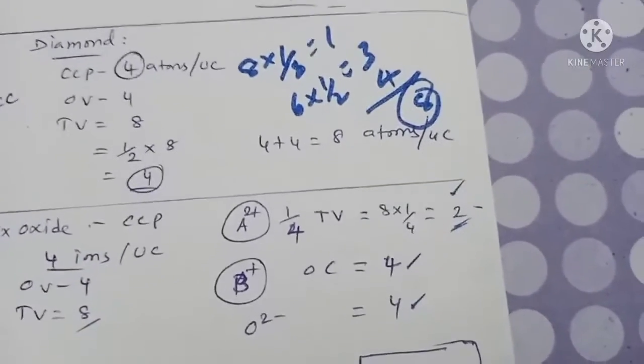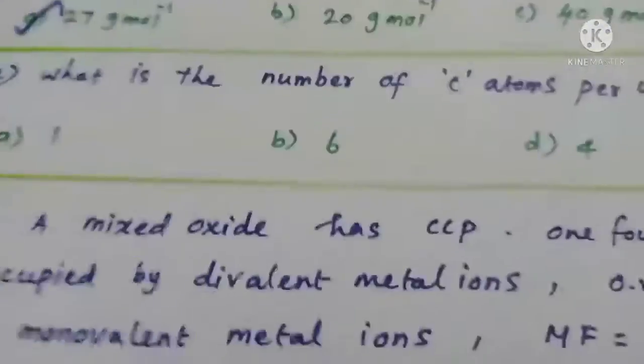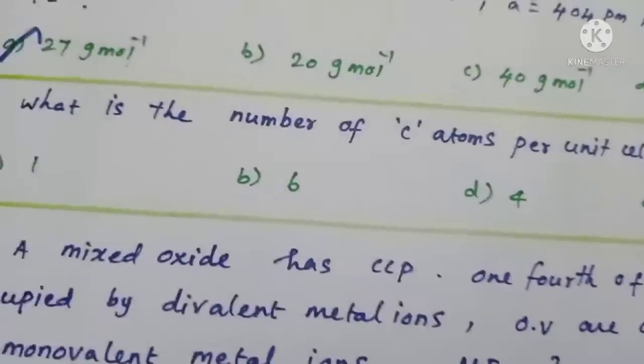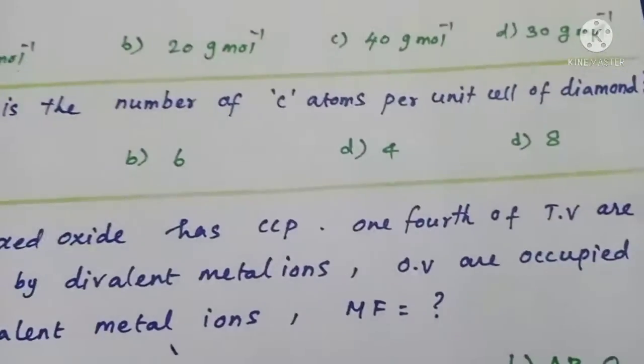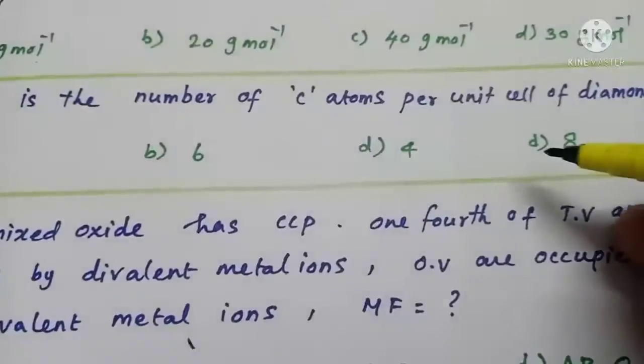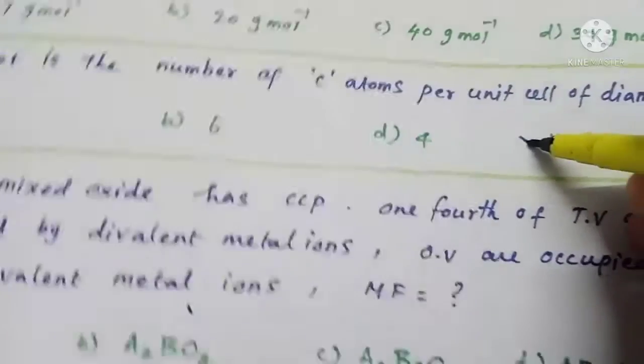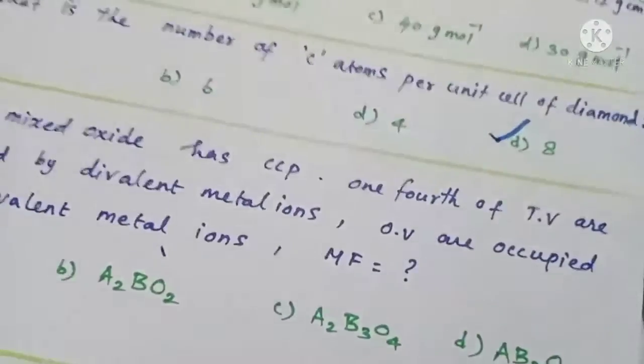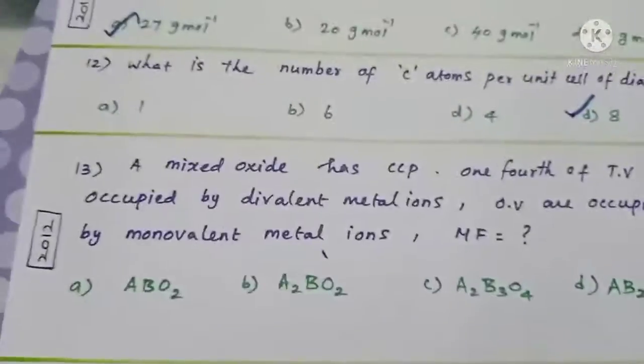Now let us have a look at the options. Right. Question number 12. What is the number of carbon atoms per unit cell in diamond? Okay, so which is the right answer? Option D. Okay, right. Now we go for the next question.